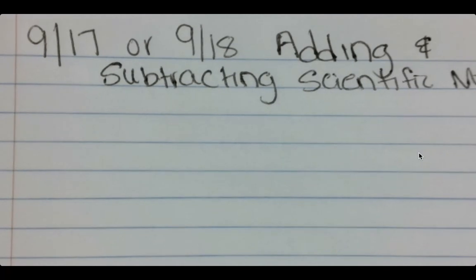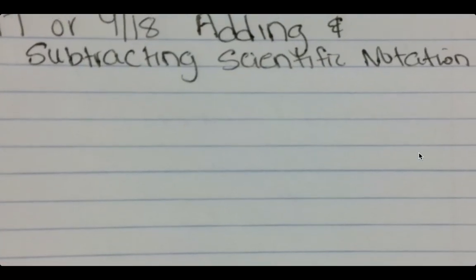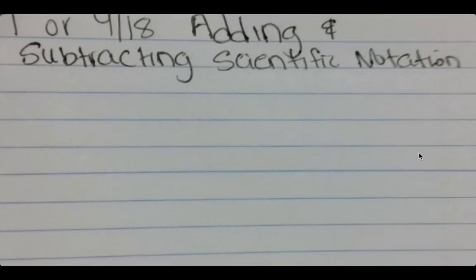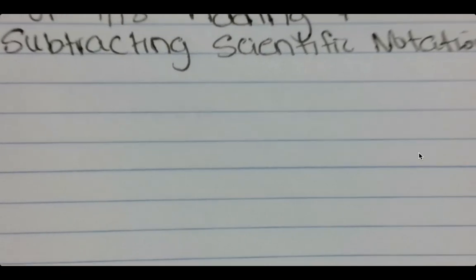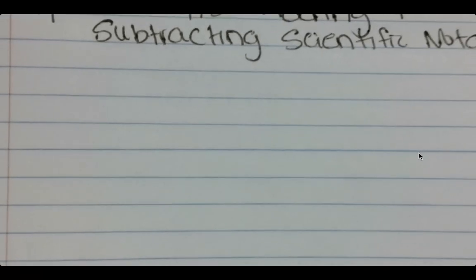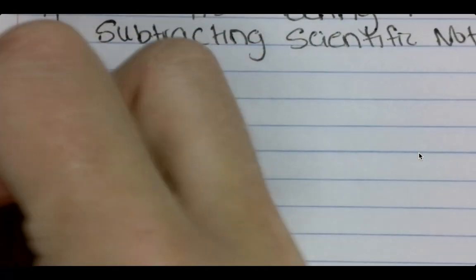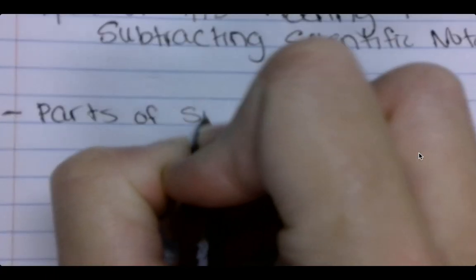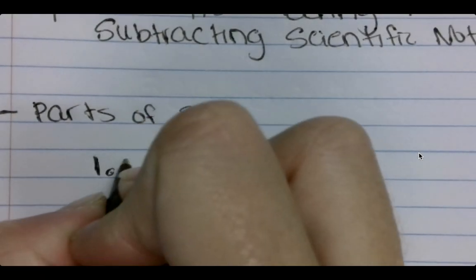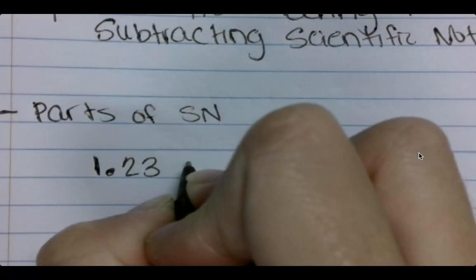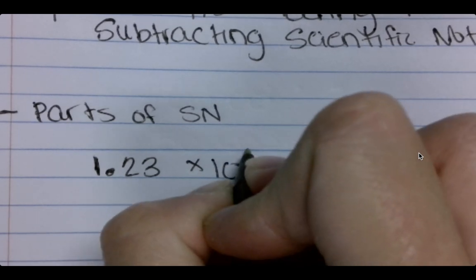All right. If you looked at the notes from last time, if you did the notes from last class, you would know about the parts of scientific notation. So you don't need to write this, but I just want to make sure that we remember it. So real quick, we have parts of scientific notation. I'm just going to put an SN because I want to be lazy currently. So I have 1.23 times 10 to the fourth power.